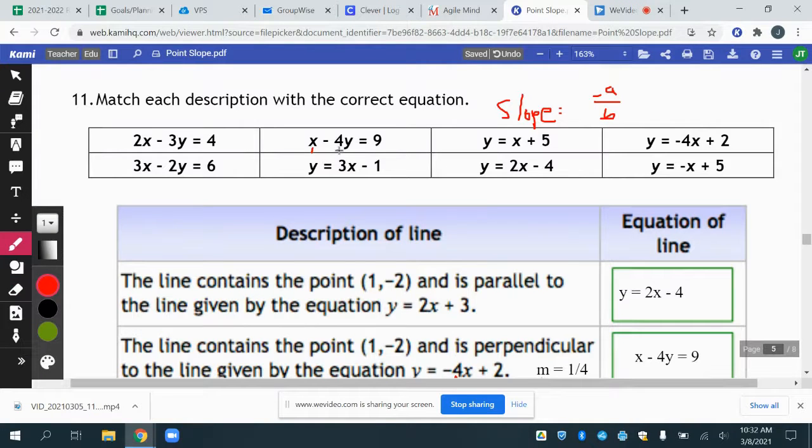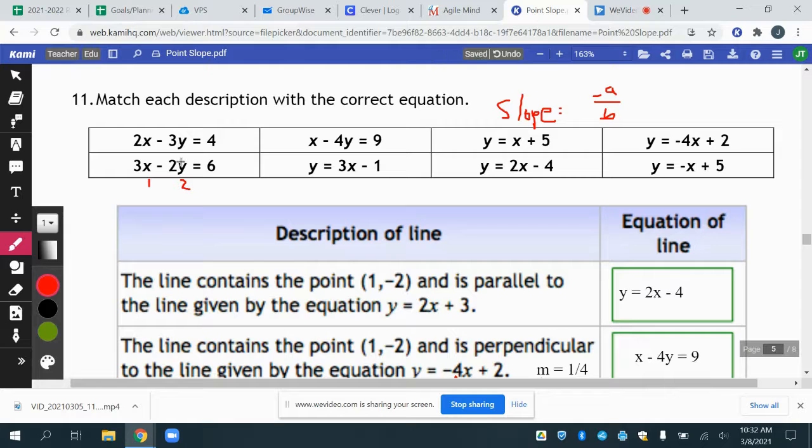Testing the point (1, 2). 1 minus 8 equals 9? Nope, that doesn't work. 2 equals 1 plus 5? Nope, doesn't work. Negative 4 plus 2 equals 2? Nope. Okay, negative 2.